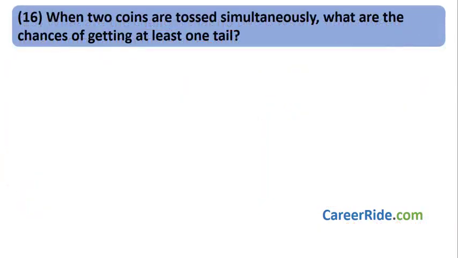Question number 16. When 2 coins are tossed simultaneously, what are the chances of getting at least one tail? Okay, now this is the sum on coins. What is the total possibilities for coins? Heads and tails, that is 2 possibilities, right? When 2 coins are there, since 2 coins are tossed simultaneously, possibilities would be more, right?